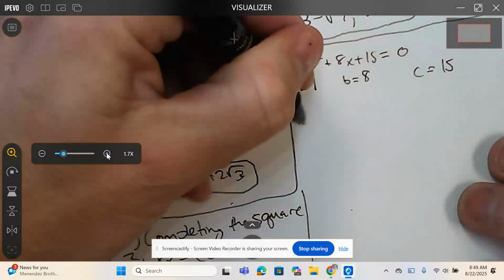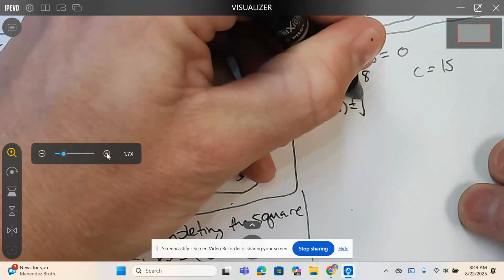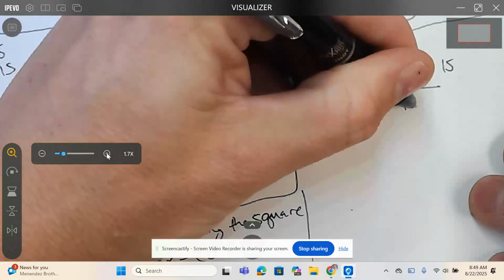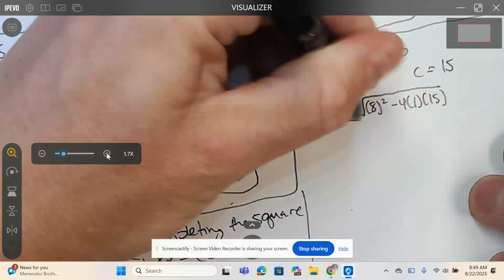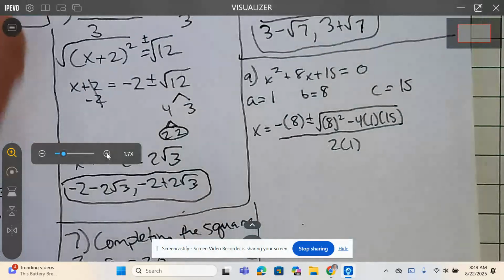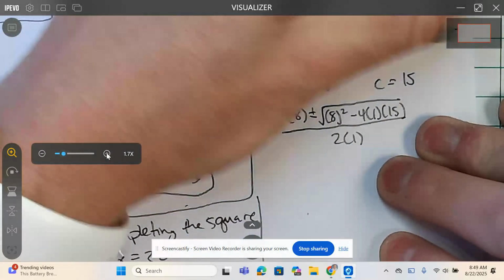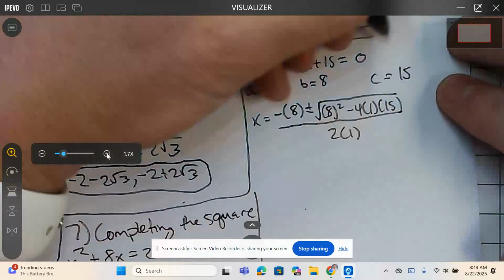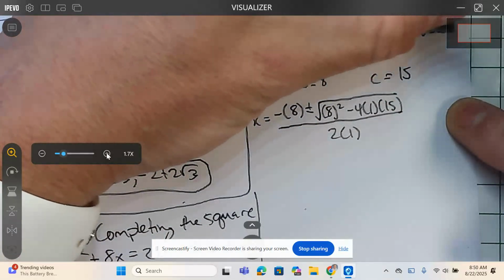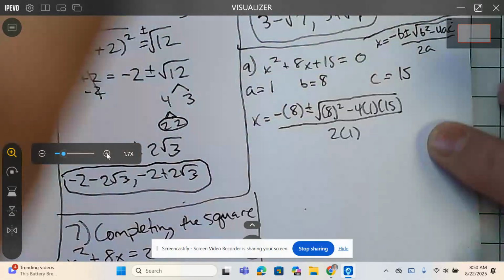Then I'll plug it into the quadratic formula. I'll pause after I do this. So x equals negative b plus or minus the square root of b squared minus 4ac, all over 2a. So I'm going to pause there. I'll write it again up here. X equals negative b plus or minus the square root of b squared minus 4ac, all over 2a.